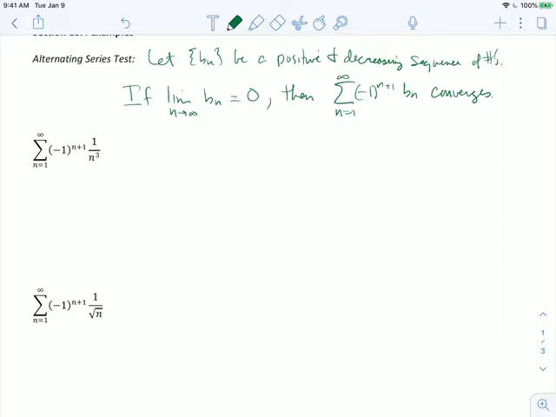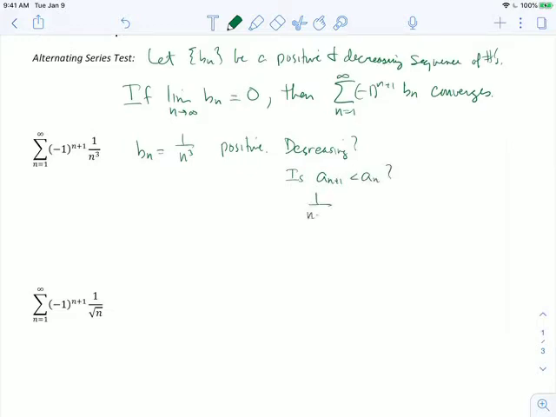Our first one is summation n equals 1 to infinity of (-1)^(n+1) times 1 over n cubed. So in this case, b sub n is 1 over n cubed. Definitely positive. And we want to ask, is it decreasing? Well, here's one way we can tell. Is b sub n plus 1 less than b sub n? Well, is this true?